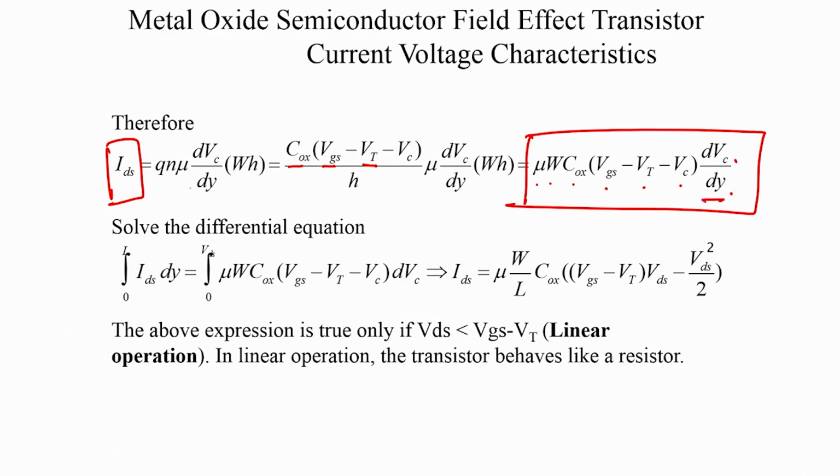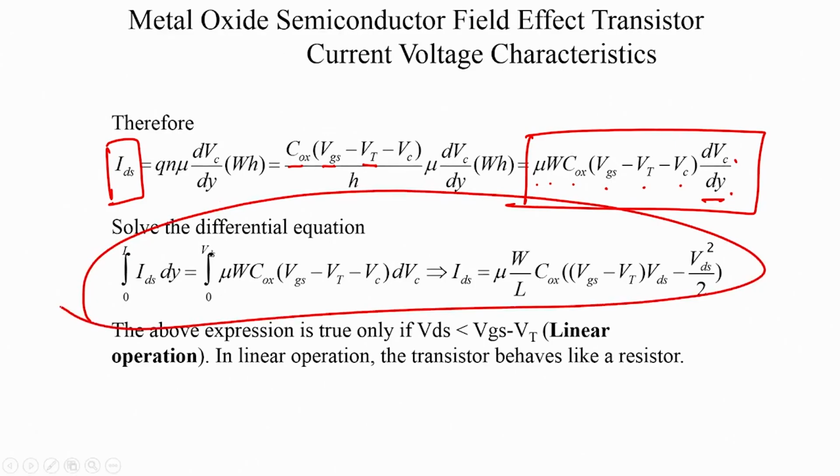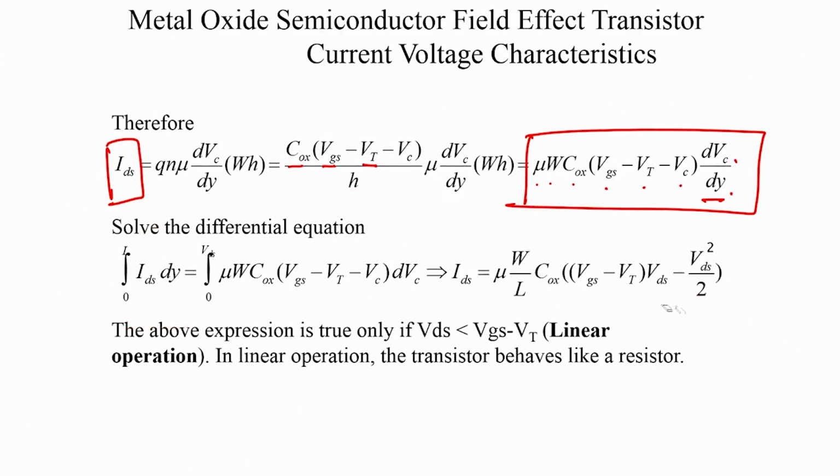So, you take dy to the other side and you solve this differential equation. Okay. So, you integrate y from 0 to L, this is not clear, but this is L. As you integrate from 0 to L, what are we doing? We are moving from the source to the drain, and therefore, Vc will vary from 0 to Vds.